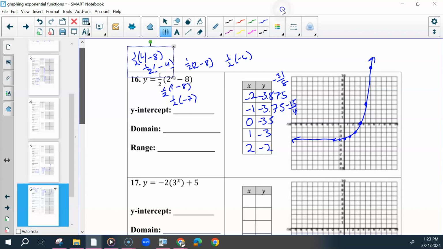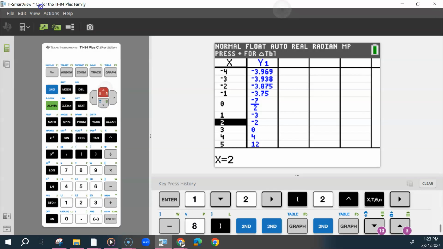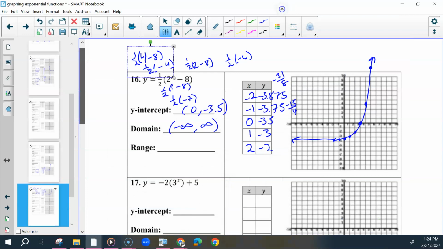That line is a little crooked. So the y-intercept there would be at 0, -3.5. Domain is still the same. And then the range here would start at, let's say the lowest value is -4. If I keep going up, these get really, really close to -4. So start at -4 and keep going to infinity.